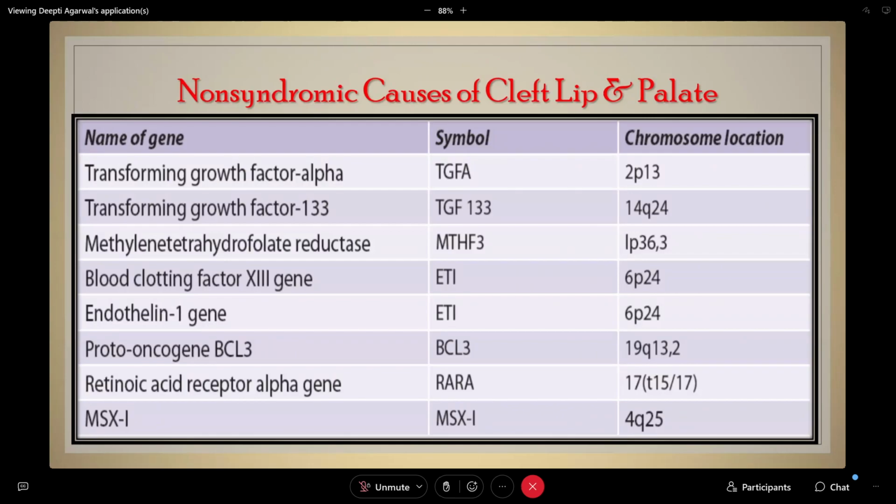Apart from this, other associated genes like transforming growth factor alpha, TGF-beta 3, MSX1, and fibroblast growth factor receptor FGFR gene, etc., have been implicated. So these are the syndromic and non-syndromic causes of cleft lip and palate.